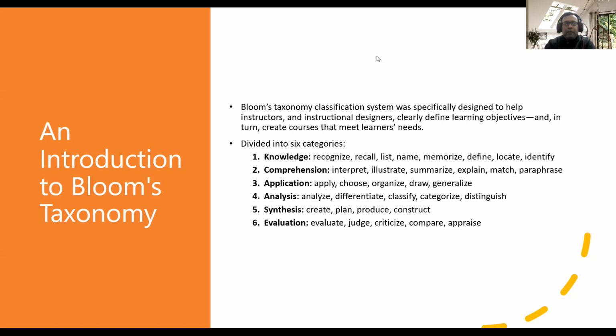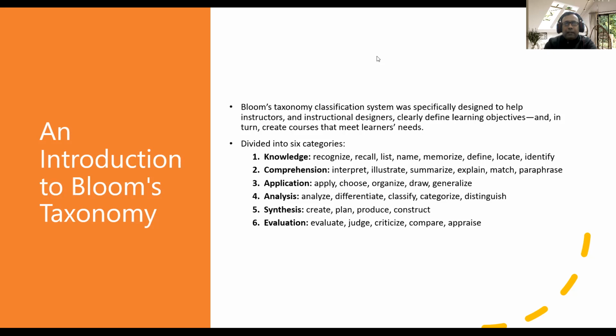Synthesis: create, plan, produce, and construct. And evaluation: evaluate, judge, criticize, compare, and appraise. Now, this is theory, and I quickly wanted to help you understand by looking at a couple of examples. As I stated earlier, I use Google Keep to make notes. So here you go. We're actually practicing creating learning objectives over here.